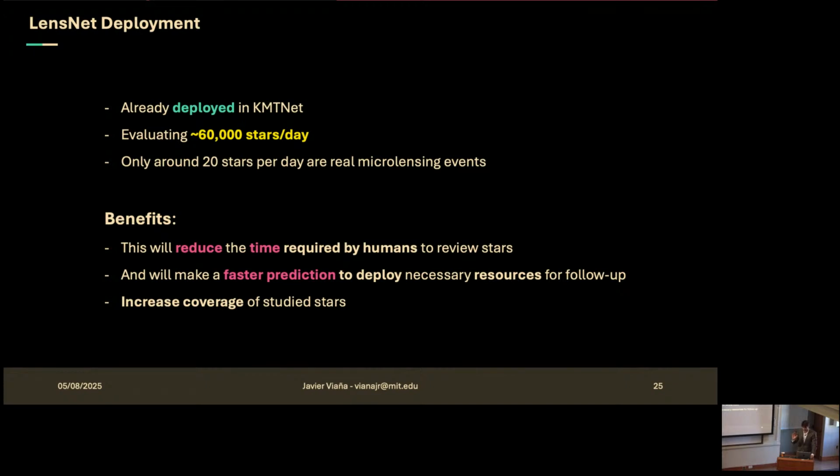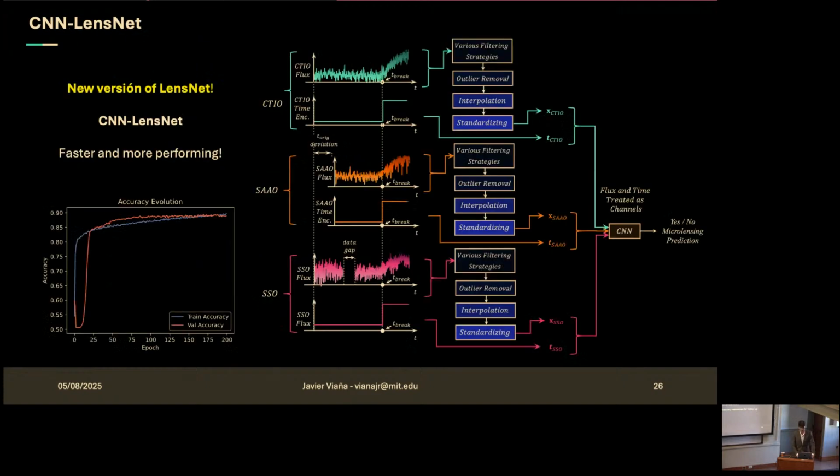Anyway, LensNet was deployed. We are evaluating a lot of stars a day. I don't know if 60,000, Jennifer, is it around that? Maybe less, I don't know. Depends on the day, right? But it's definitely more than 1,000 stars per day. And it reduces time by the humans. Every day there's a person that spends 2 hours looking at the screen, classifying these events manually. So this helps us make faster predictions and so on. So many other reasons for us to leverage this technology.